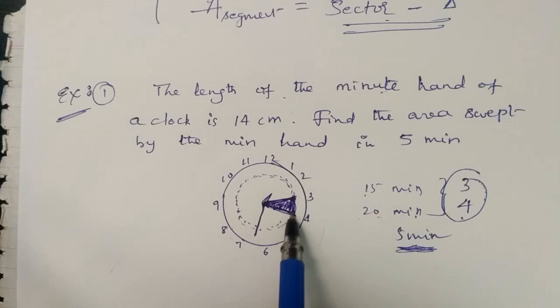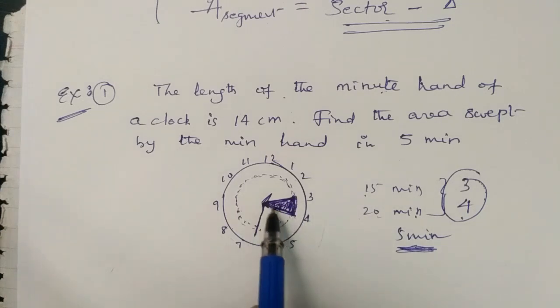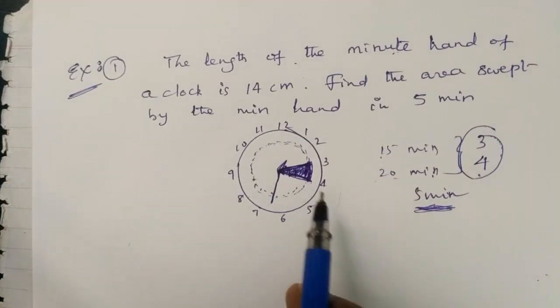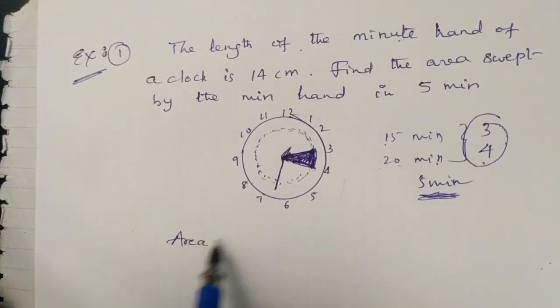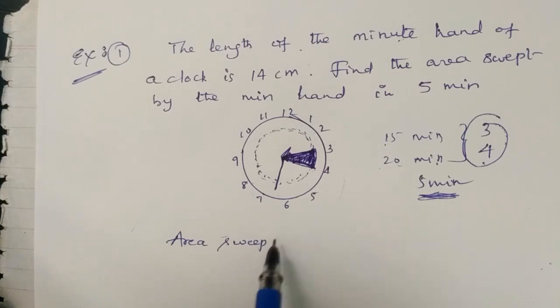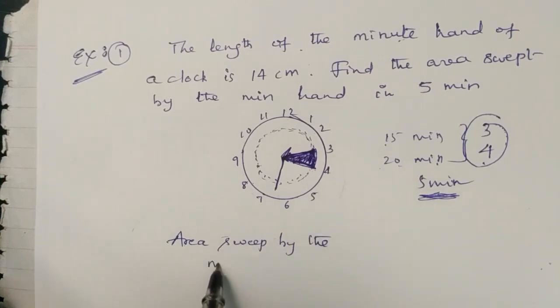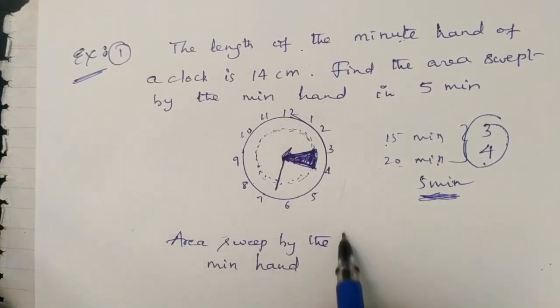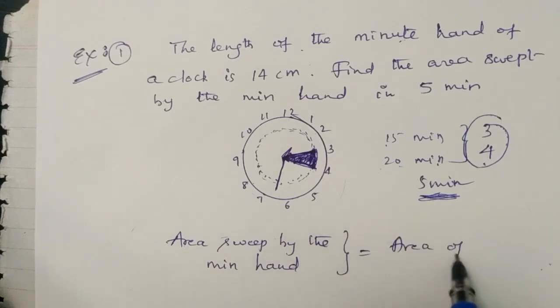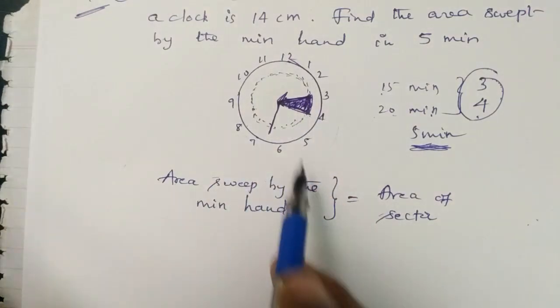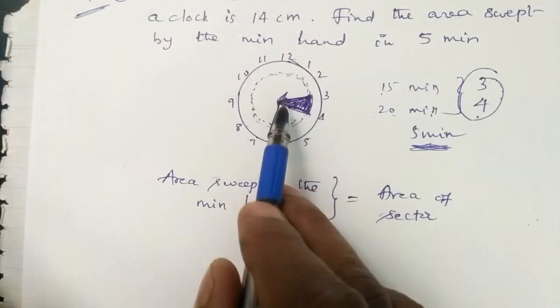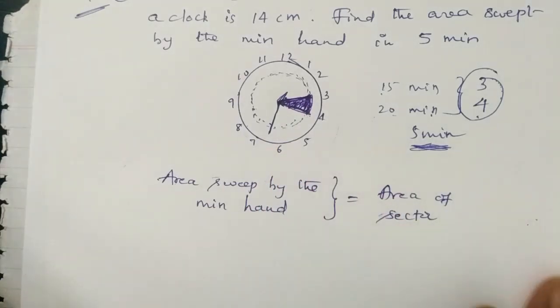This area is nothing but a sector. Look at 3 and at 4. What is the area swept by the minute hand? This is a sector, so the area swept by the minute hand is found by the sector only. The swept area is in the shape of a sector. So it is the area of a sector.